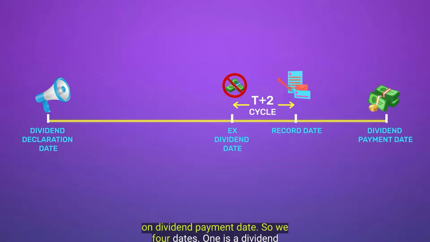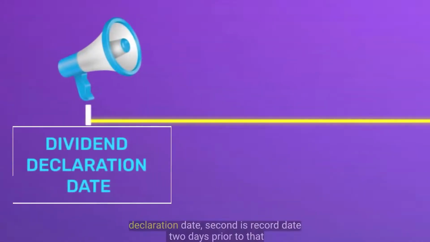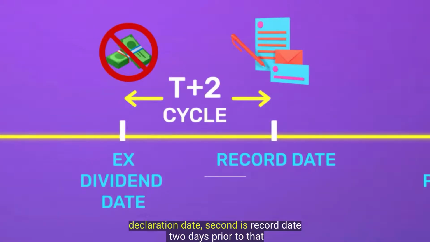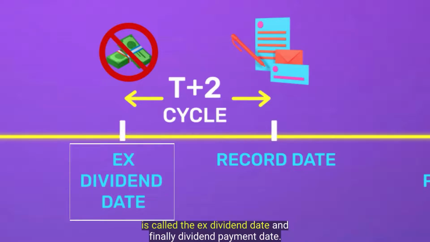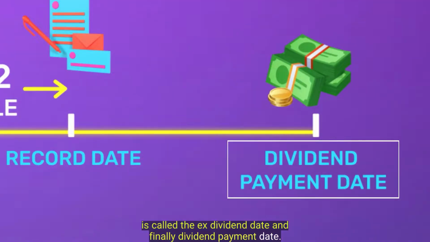So we have 4 dates. One is the dividend declaration date. Second is the record date. Up to 2 days prior to that is called the ex-dividend date, and finally the dividend payment date.